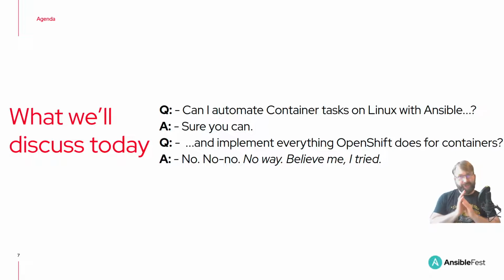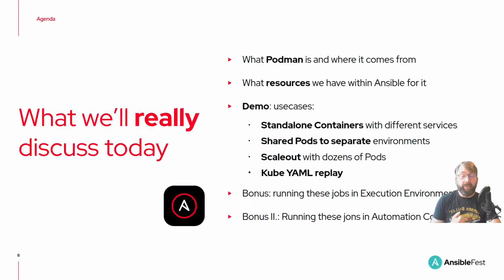So what this session is not about is how we can replicate all the features that OpenShift provides for container orchestration. You just can't. It's not possible. Now, what is this session really going to be about? This session is really going to be about the right container use cases that you can automate with Ansible, right?